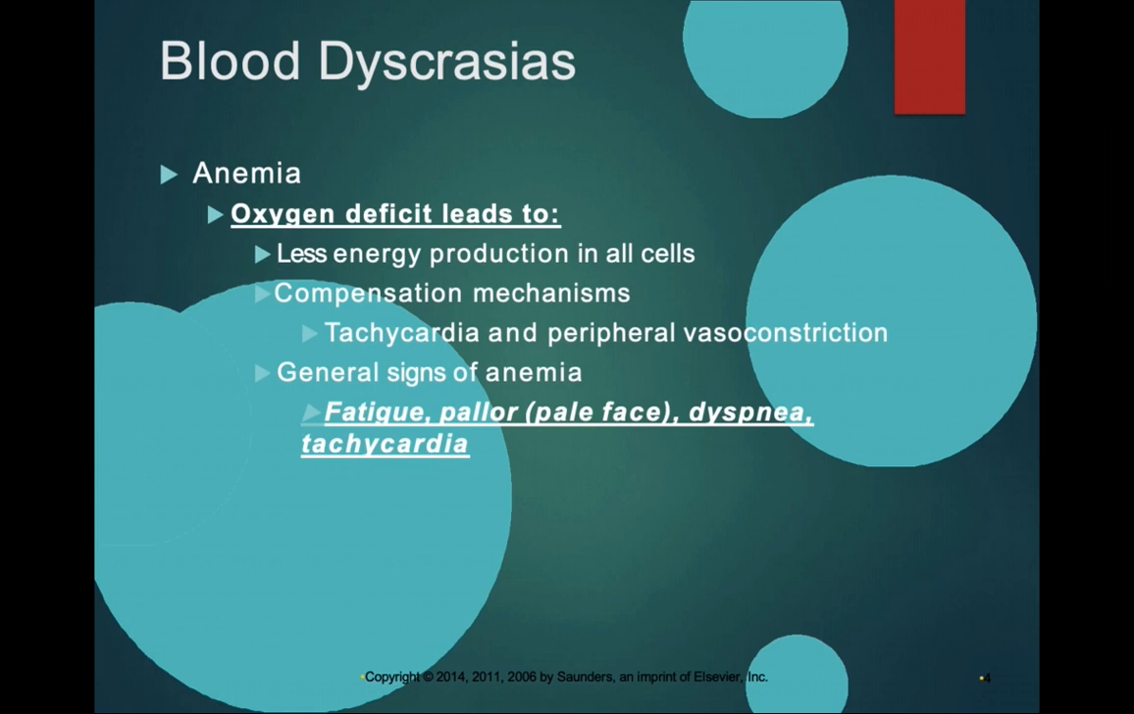so there's fatigue. Due to the vasoconstriction, there's pallor, which means pale or a pale face. Dyspnea, which is difficulty in breathing, and tachycardia. So I would know all of those general signs of anemia: fatigue, pallor, dyspnea, which is difficulty in breathing, and tachycardia.